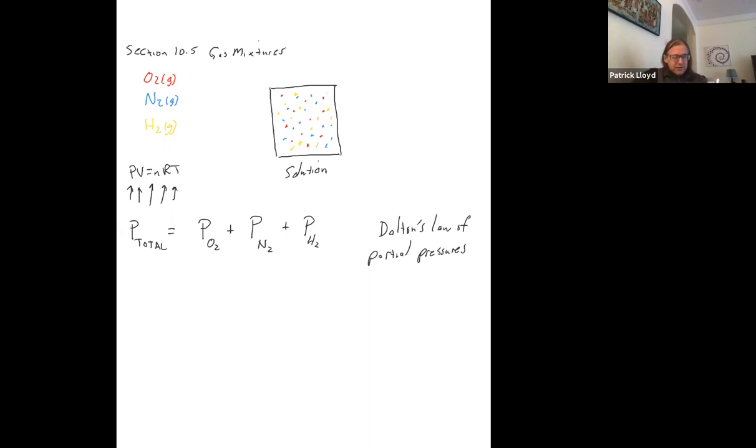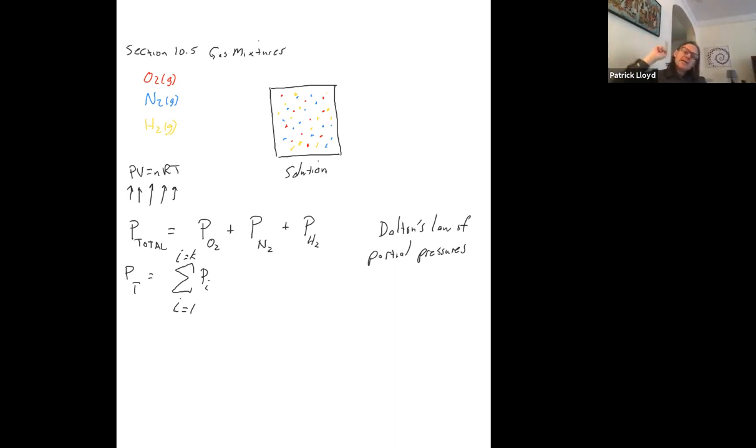So we could generalize this as the sum of the individual pressures, right? From our first value to our last value. I'll put K. We'll go from 1 to K. K could be 4, 5, 6, whatever, however many gases you want to mix, right? You just add those pressures up. So it's a very simple relationship and it's very useful.